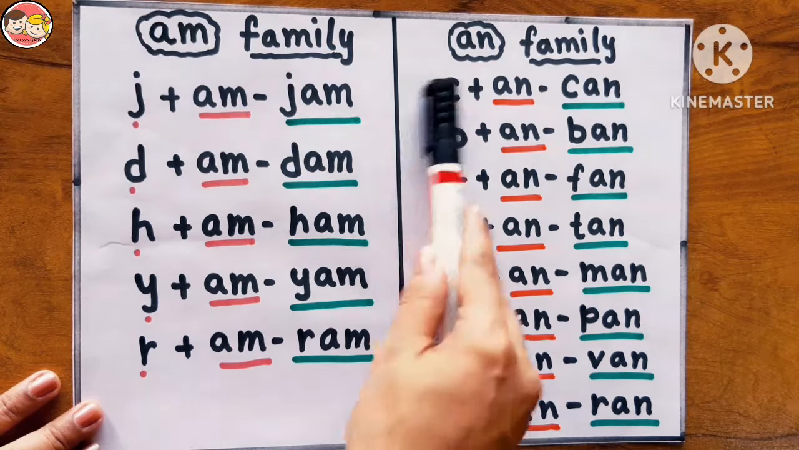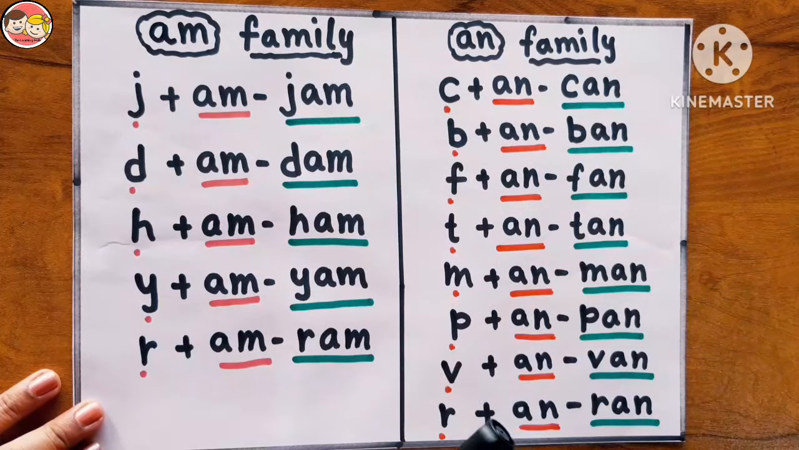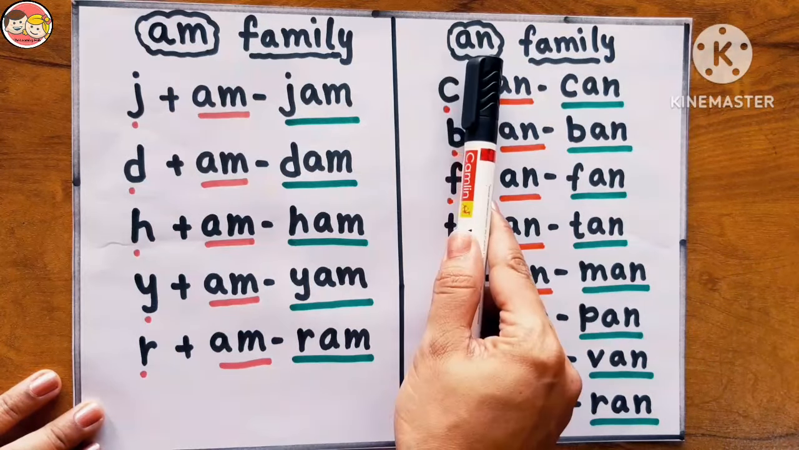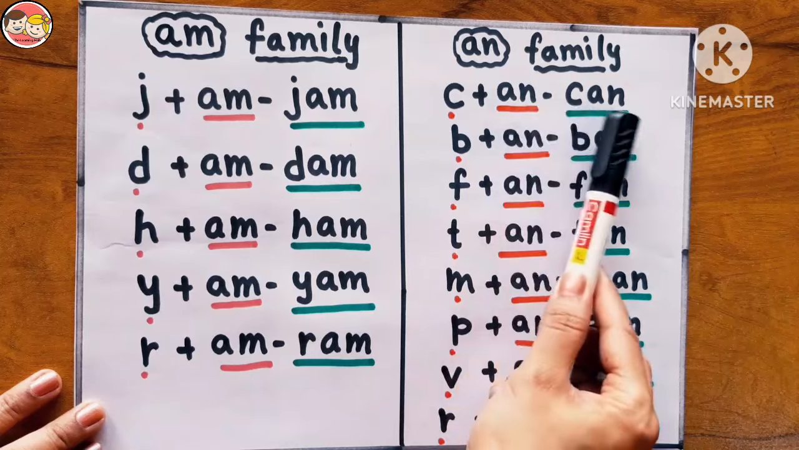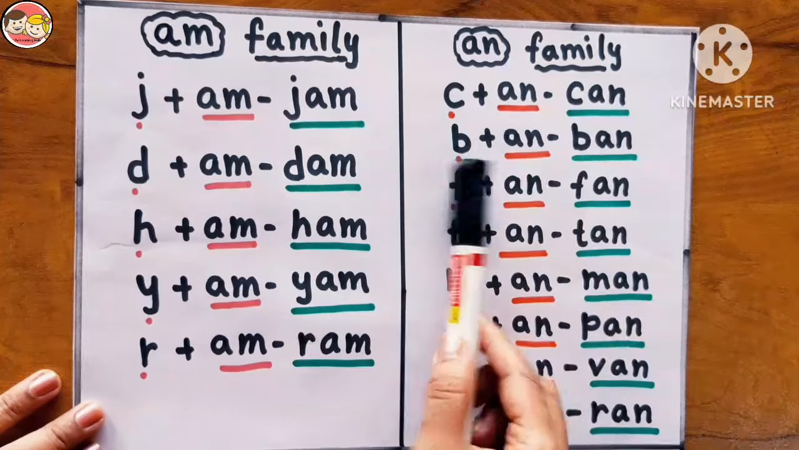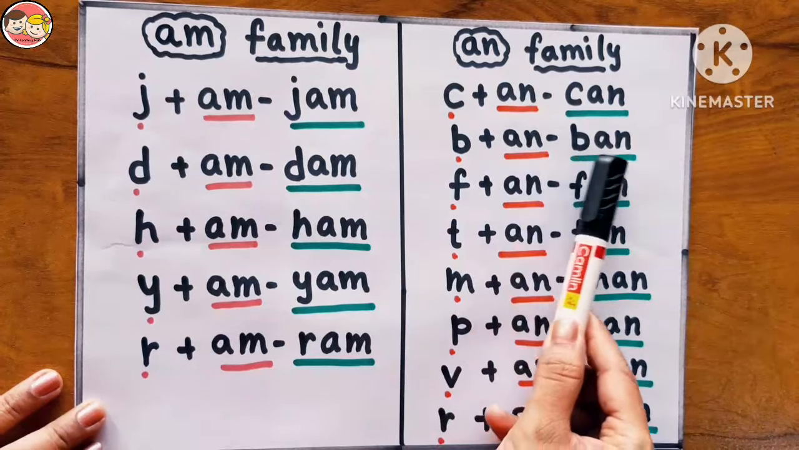Now AN family words. A, n, an. K, an, can. B, an, ban.